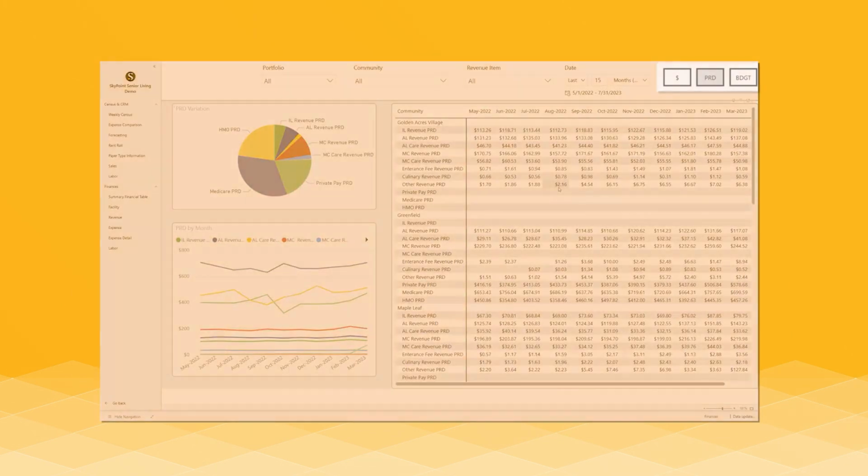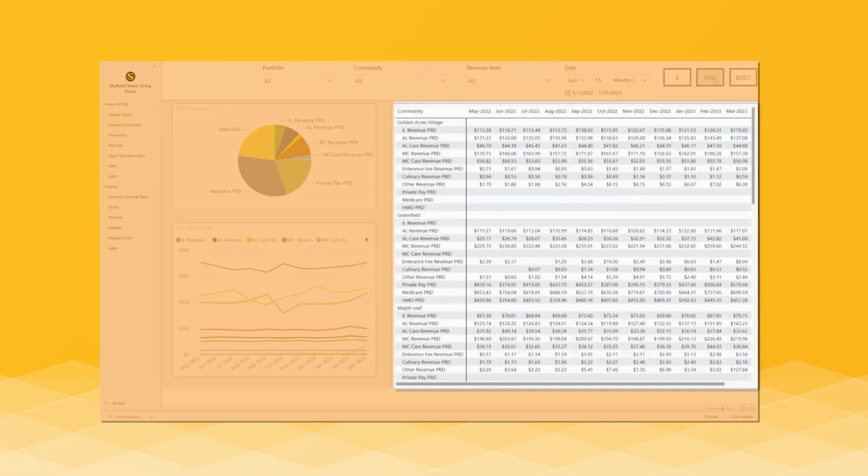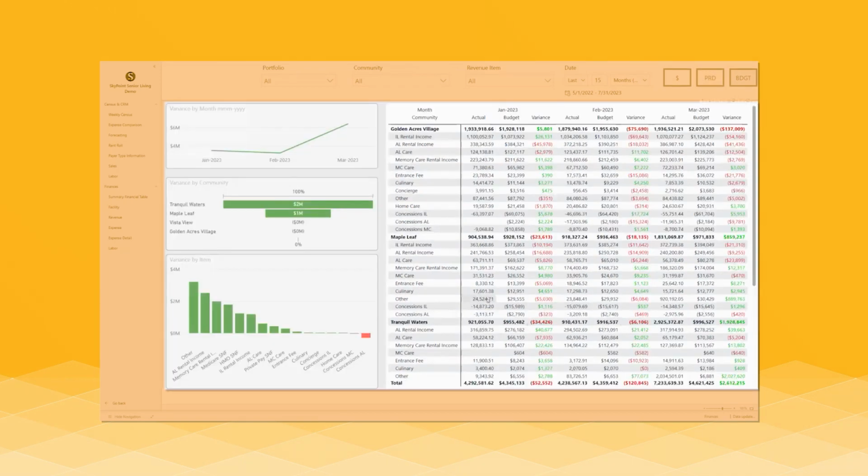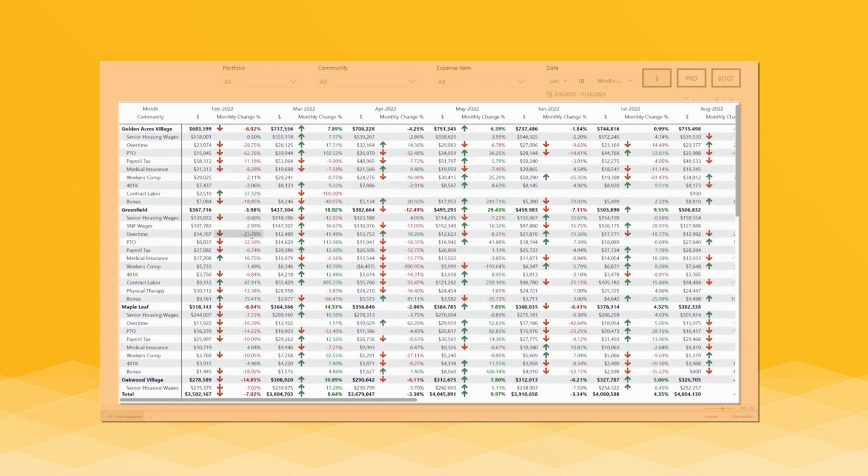The per resident day provides a high-level overview of our incurred costs per resident per day. And I can compare per resident day cost across my different facilities, filter by community, and compare budget to actuals with variance indicators, green being positive and red being in the negative. View by dollars, per resident day, and budget versus actual.